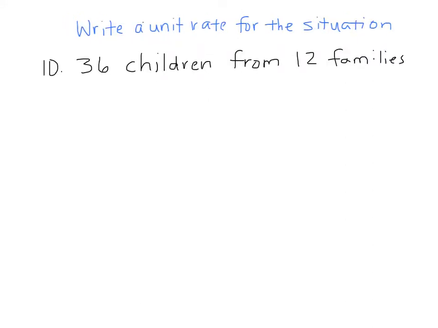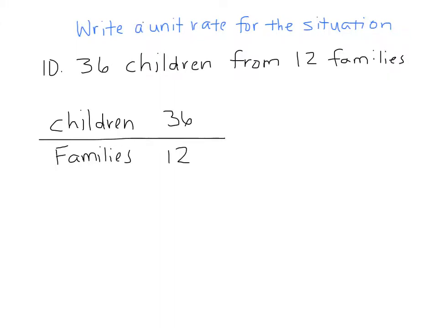Alright, this just gets better and better. So now we have 36 children from 12 families. So now we're figuring out... Whoop, well, I'm going to erase that. That's going to bother me if I don't. Children and families. We've got 36 of them. There's 12 families.